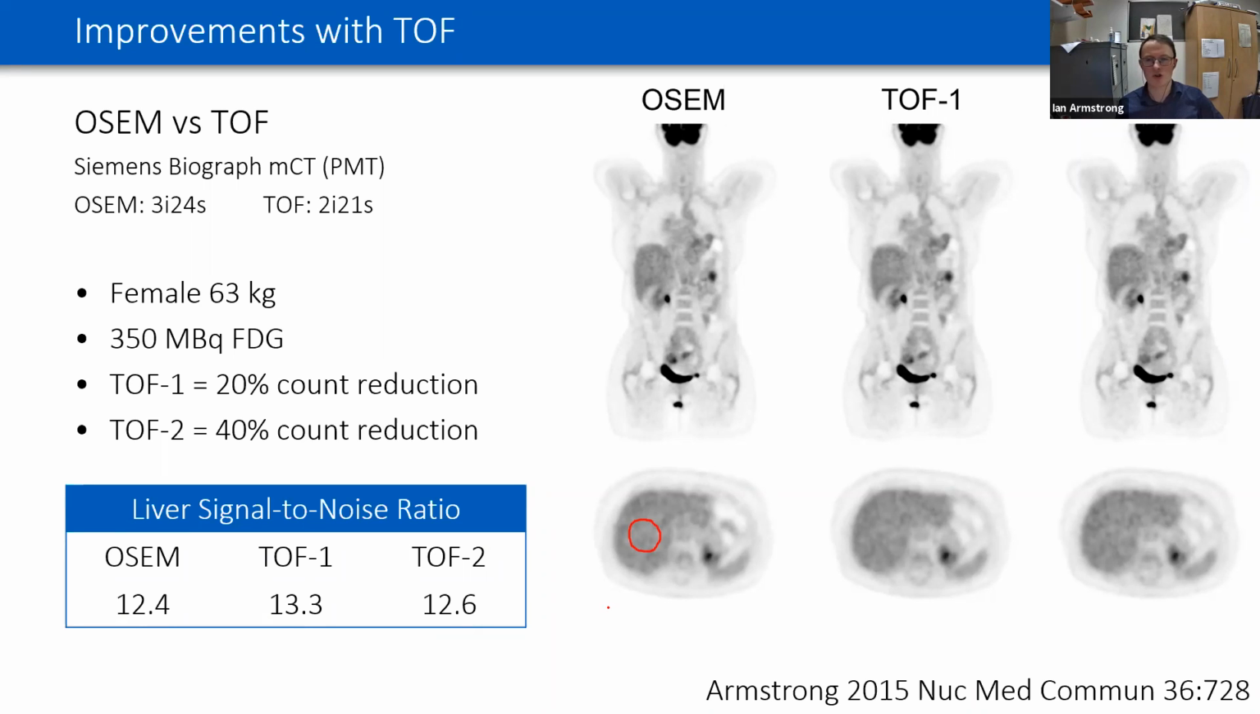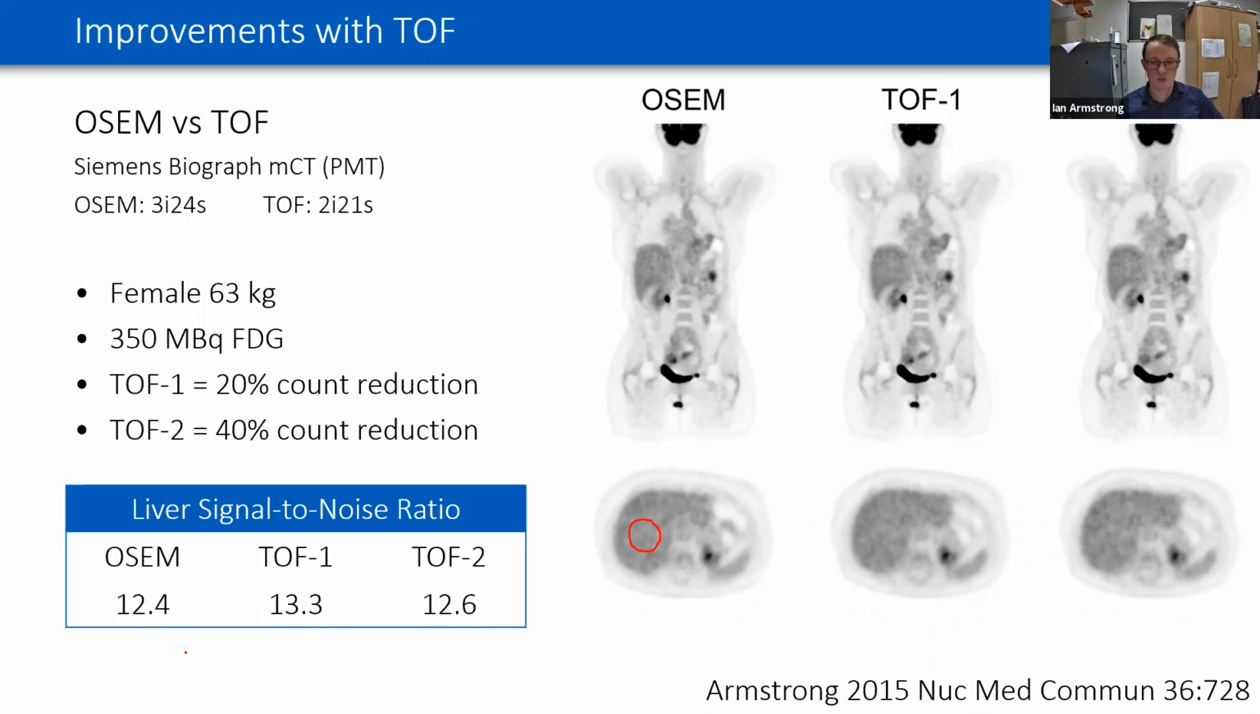And that's a pretty good surrogate for visual image quality. It's been demonstrated and used many times in the literature. So we've got a relatively small patient here, 350 megabecquerels of FDG. And we've got images reconstructed without time of flight on the left, and then with time of flight with a 20% count reduction, and then a 40% count reduction on the right-hand side.